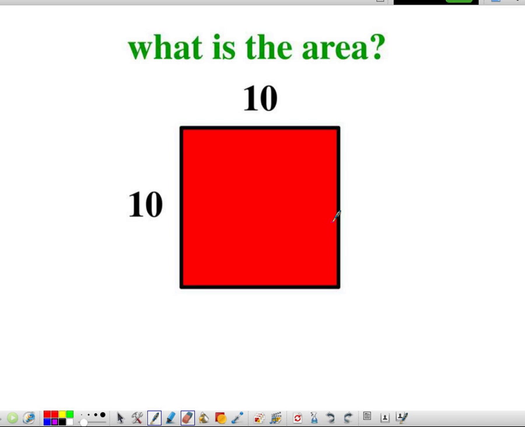Now, something very important about completing the square is that we're working only with squares. That's pretty intuitive. How do I know if I have a square? Well, the only way you know if you have a square is if the length and the width are exactly the same. In this case, is this a square? Yes. 10 by 10 gives me the square.